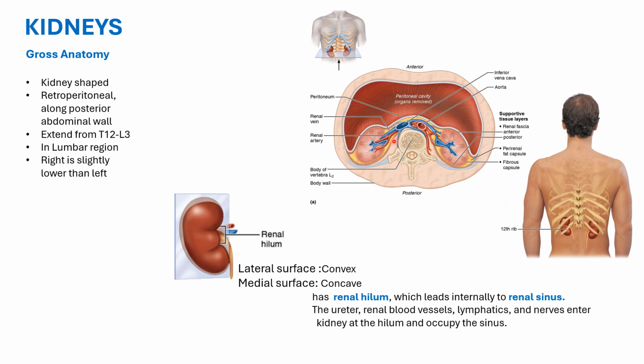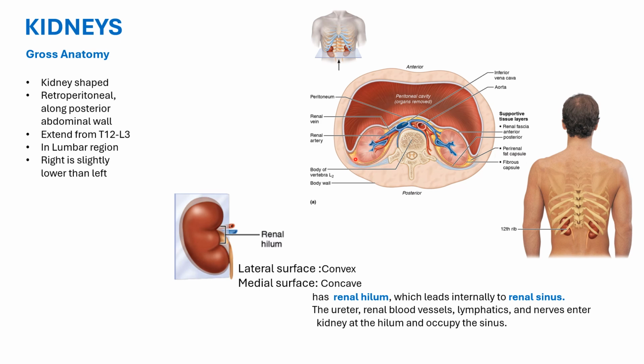Our kidneys are retroperitoneal organs. What does this mean? That means that they lie along the posterior abdominal wall. They are present posteriorly. This is the peritoneal cavity, which is lined by the peritoneum, and the kidneys are present between this posterior layer of the peritoneum and the posterior abdominal wall.